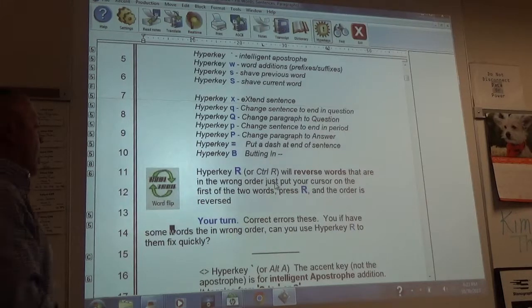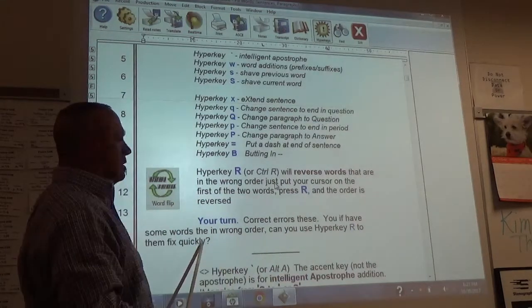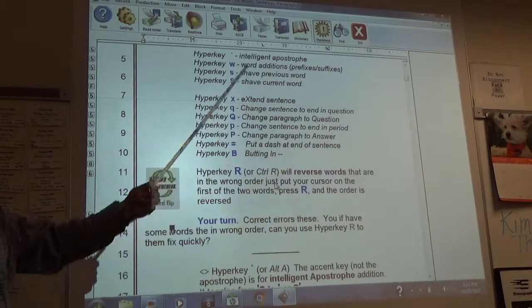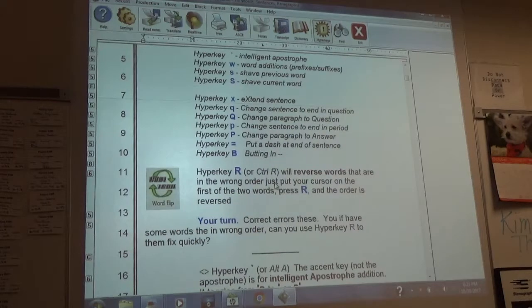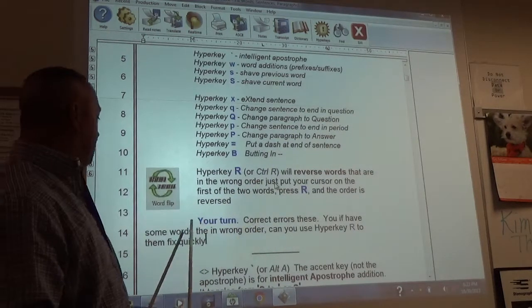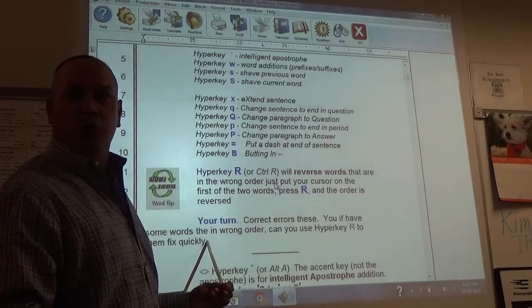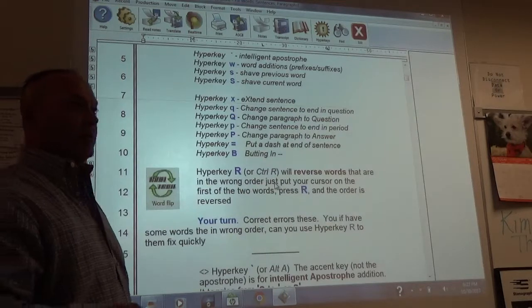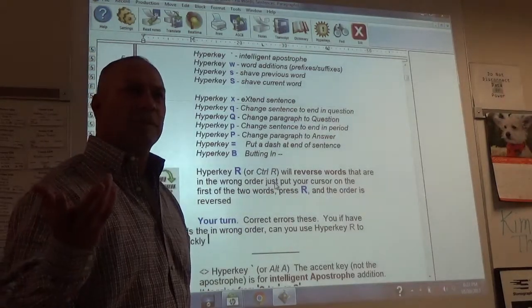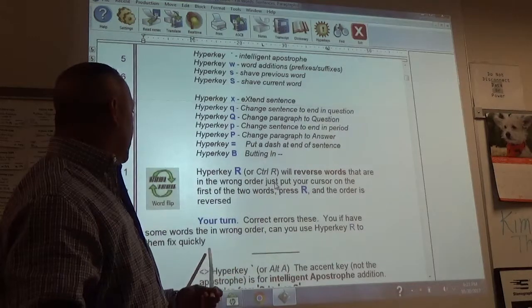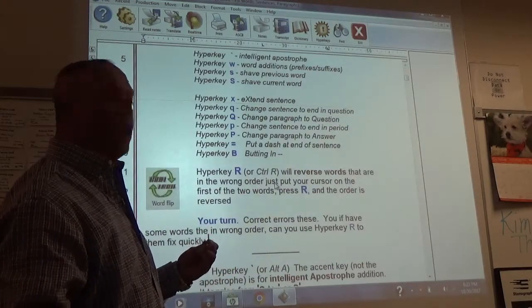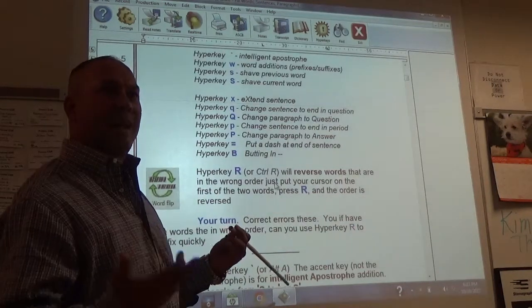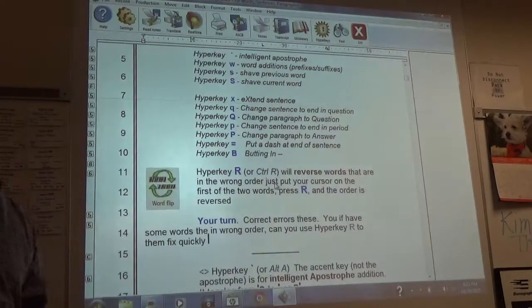Anyway, let's just say you're right here, and this is the end of the sentence, but you need to extend the sentence, which is the X. Look what X does. It brings you to the end, puts you in insert mode, and you're ready to go. All you have to do is press the space bar and start typing. Say this was a question, and there's an answer, so it automatically put a question mark here, but there was more to the sentence. All you do is X to extend. Got it?